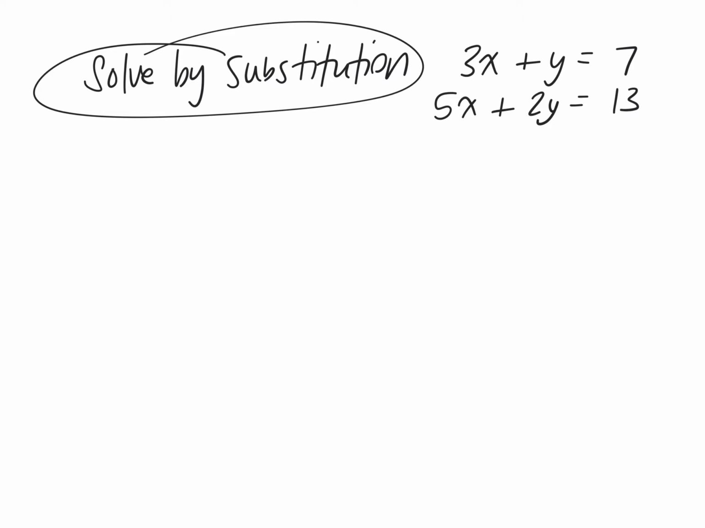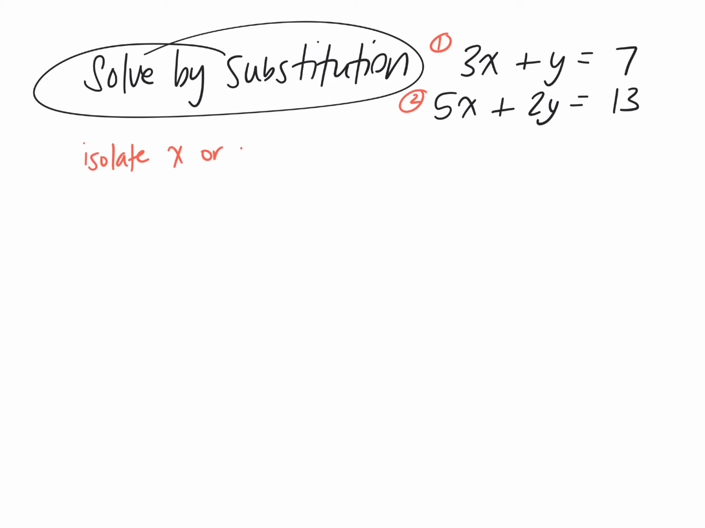What's the first step in solving by substitution? You are trying to substitute a value of one of the variables into the other equation. Do you have a variable isolated right now? Yes. This is equation 1 and this is equation 2. No. Are any of your variables isolated? No. So what's the first step?